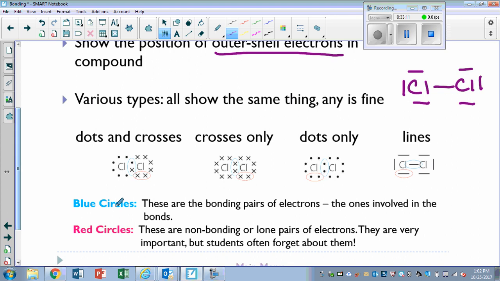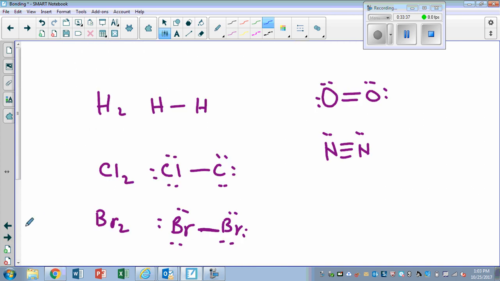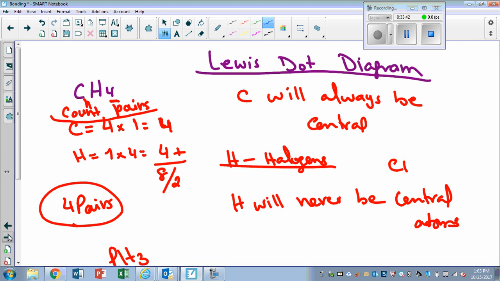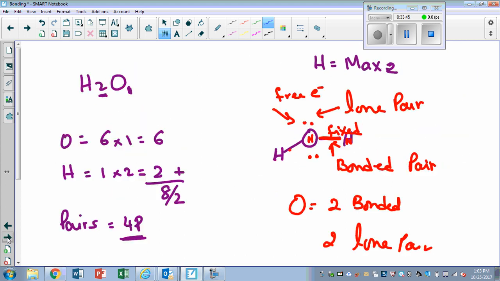The blue circles, this right here, is the bonding pair of electrons, the ones that are involved in the bond, and the red circles are called lone pair of electrons, or non-bonding pair. This is very important, that we understand the difference between the lone pair and the bonding pair of electrons. This is all dot diagram. We learned about dot diagram already.